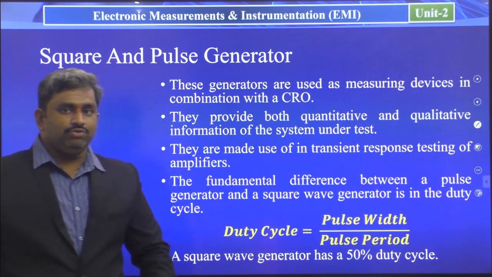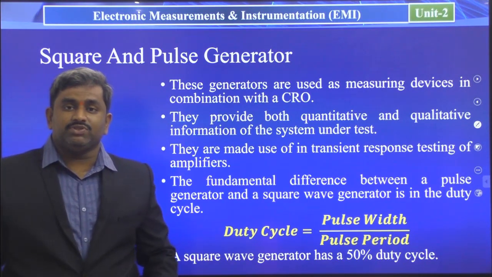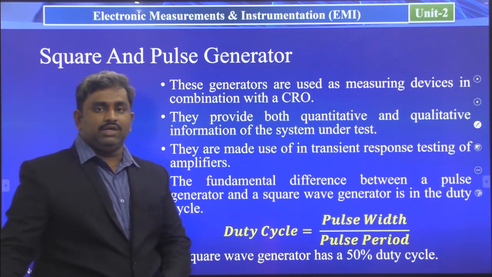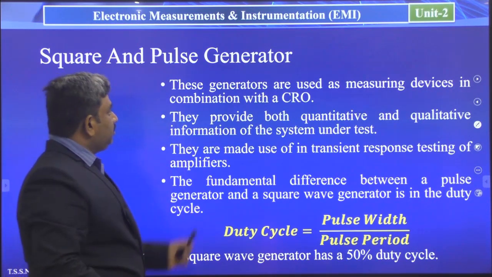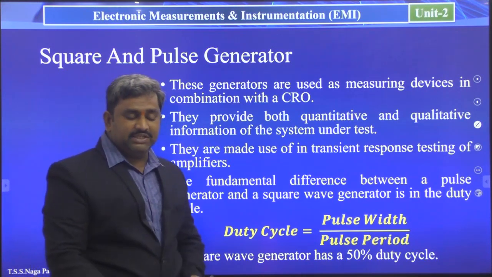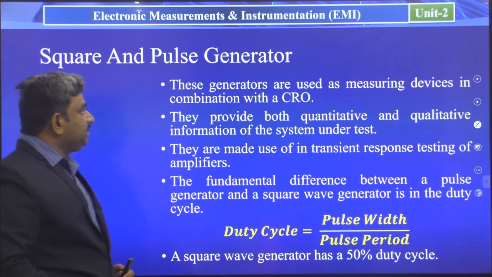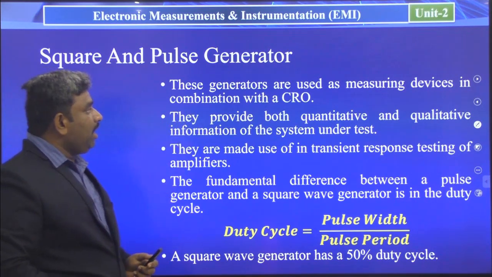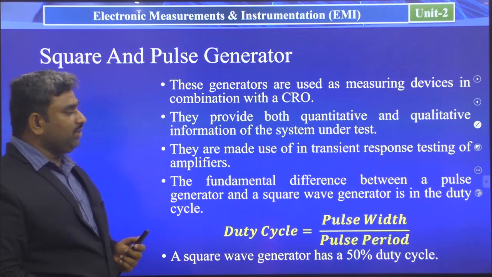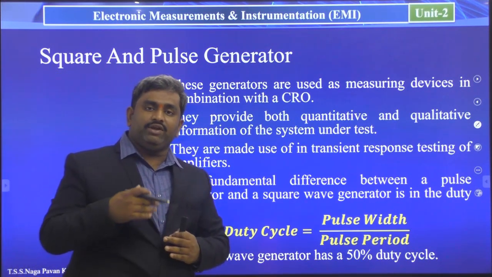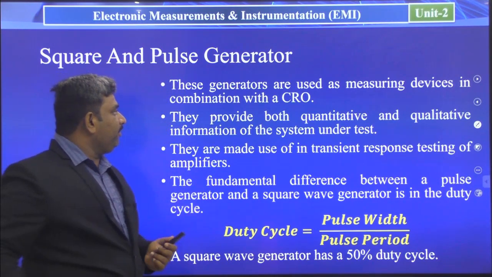Now we are going to see the concept of square and pulse wave generators. So first we will see the square and pulse wave information. Sometimes the signal generators we call oscillators also. The signal generators are used for measuring in combination with a CRO. The signals delivered by the function generators, we can check with the help of a CRO.